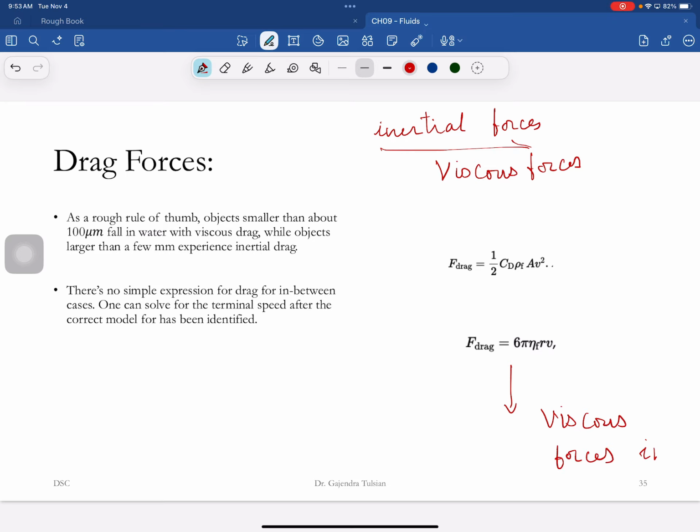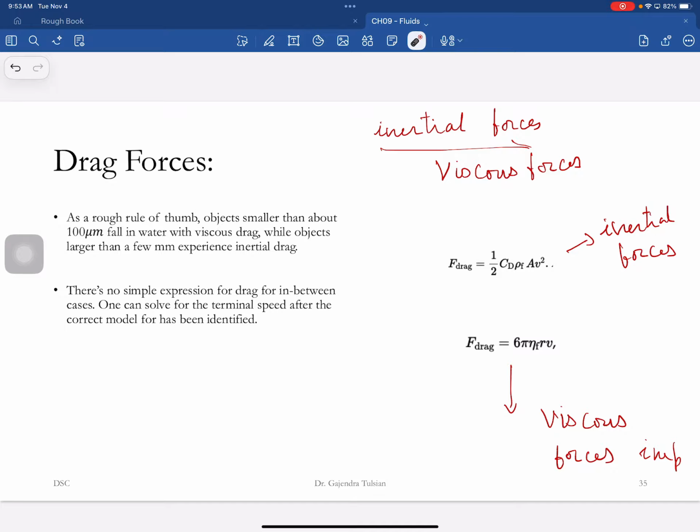Okay. And again, you don't have to remember any of these expressions. This is when inertial forces are important. As a rough rule of thumb, objects smaller than about 100 micrometers fall in water with viscous drag. So for microorganisms in the ocean, this drag force is what is relevant. While objects larger than a few millimeters experience inertial drag.